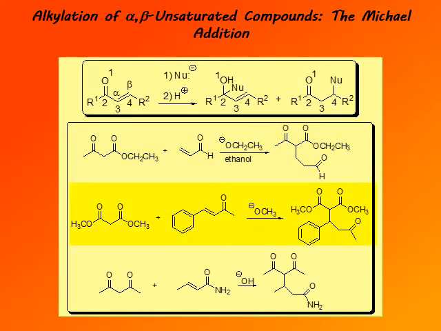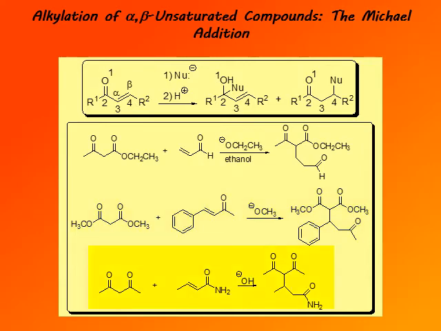In the next example, we have a diester, so a beta diester, that again adds to an enone, to an alpha-beta unsaturated ketone. In the previous example, it was an alpha-beta unsaturated aldehyde, now an alpha-beta unsaturated ketone. Since this is a dimethyl ester, we are using methoxide, like sodium methoxide, as a base. And again, the product is the result of 1,4 addition.